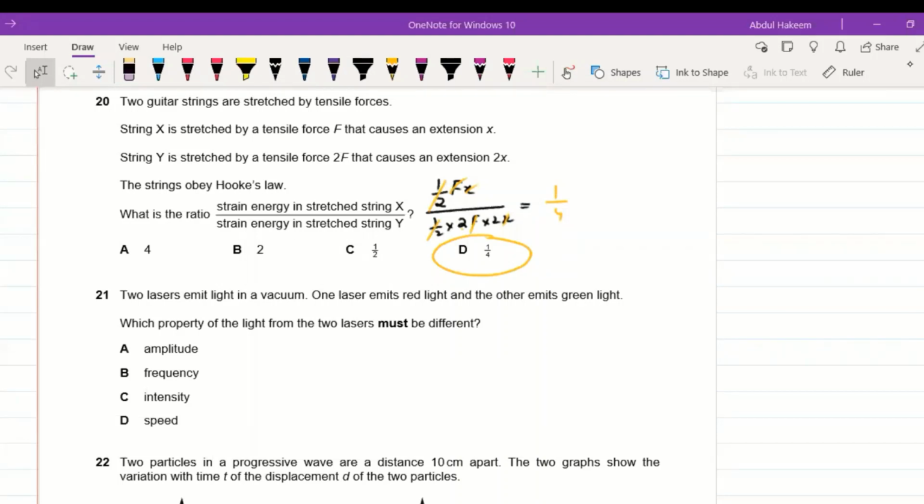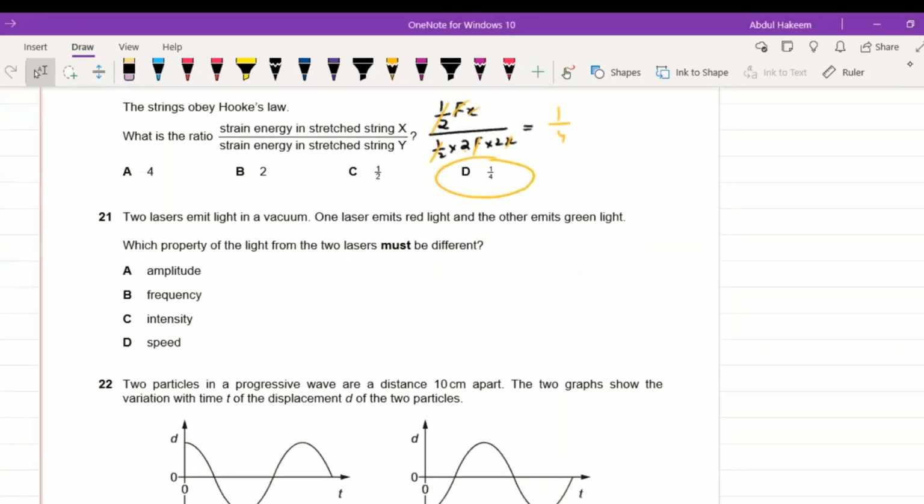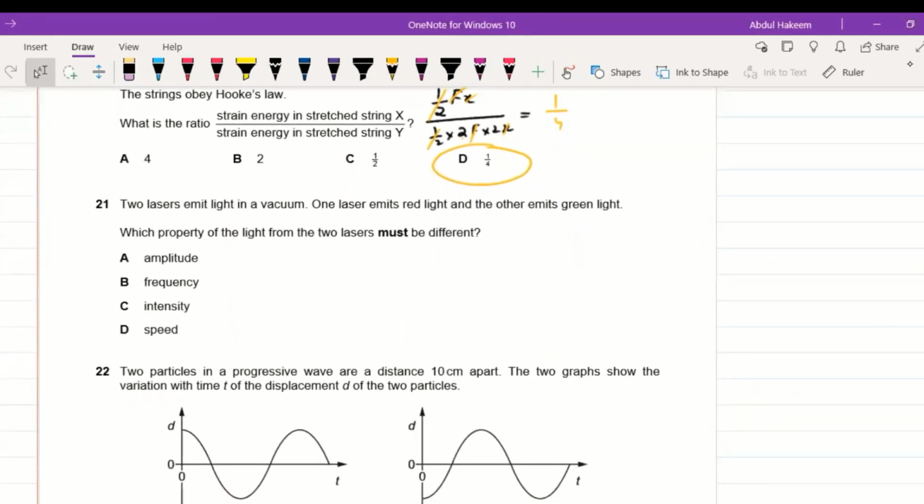Okay, so the next half of this paper, question number 21. Two lasers emit light in a vacuum, one laser emits red light, another emits green light. So they have different colors, meaning they have different frequencies. Which property of the light from the two lasers must be different? Definitely they have different frequency. So B is the answer.